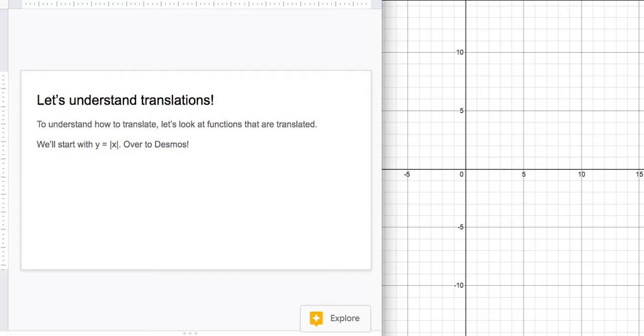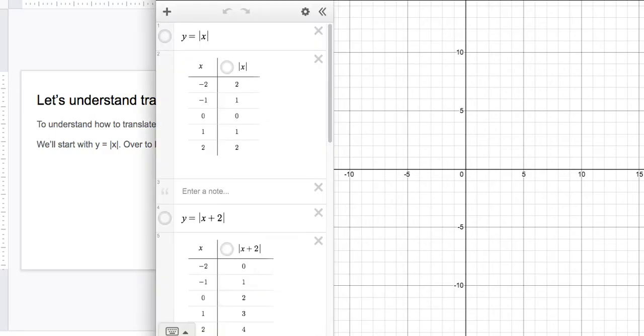Take time to process. So with a translation, I'm going to take you over here to Desmos. We're going to use absolute value of x. I feel like this is a really good function for seeing translation changes. That V shape makes it easy to spot. So we're going to come over here and look at the absolute value of x. And there it is.